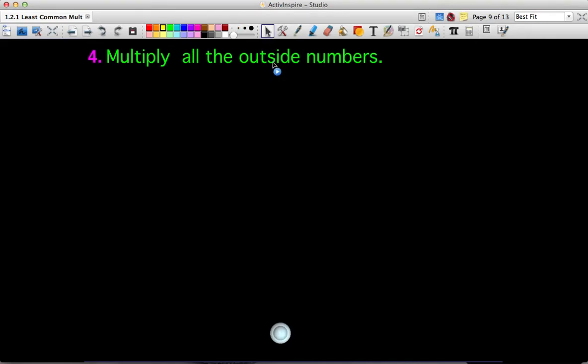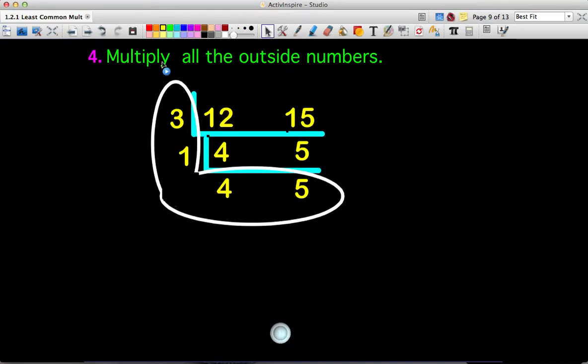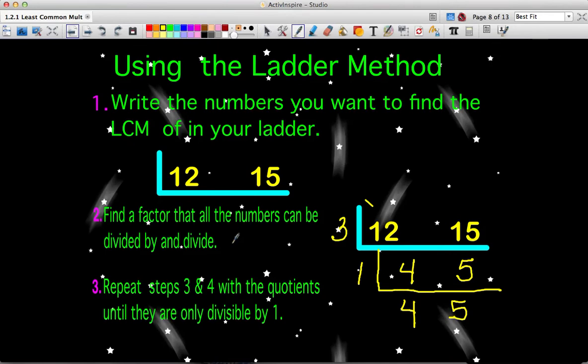Step 4 is to multiply all of the outside numbers. And again, I just want you to make sure in your notes that you change this. This shouldn't be steps 3 and 4. This should be steps 2 and 3.